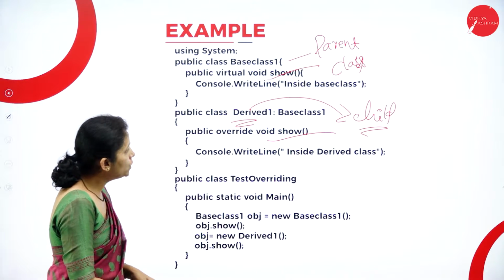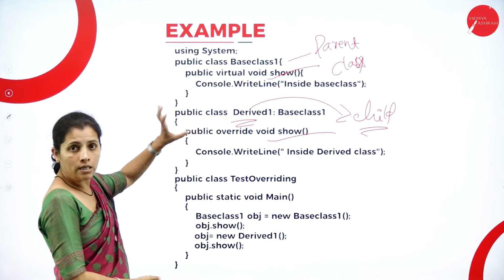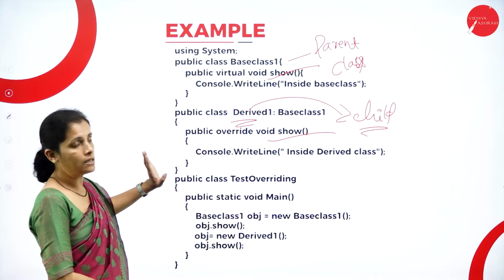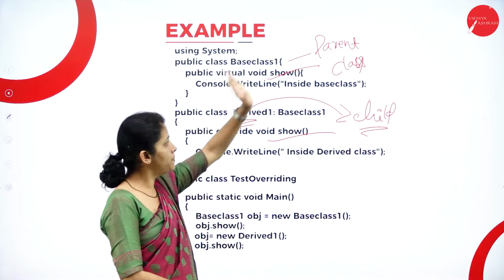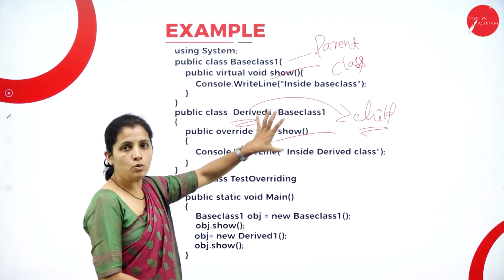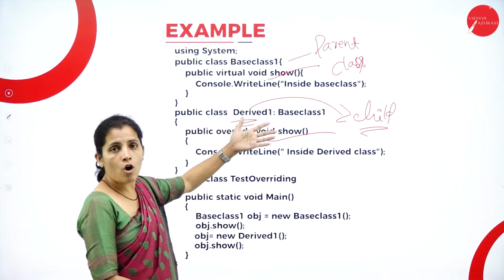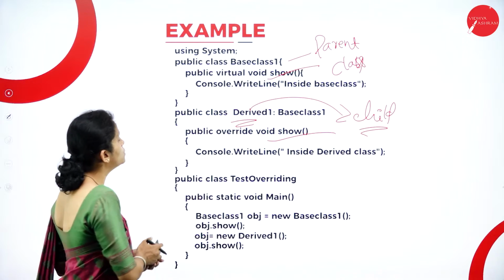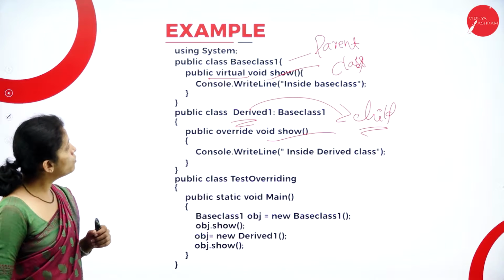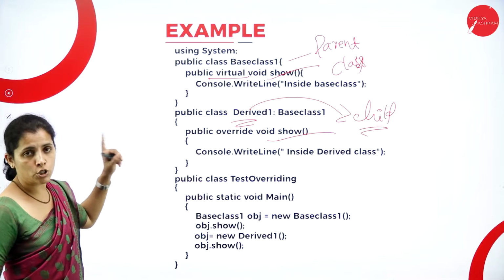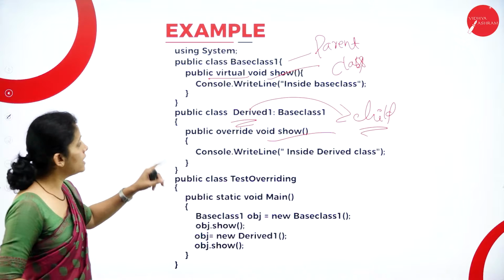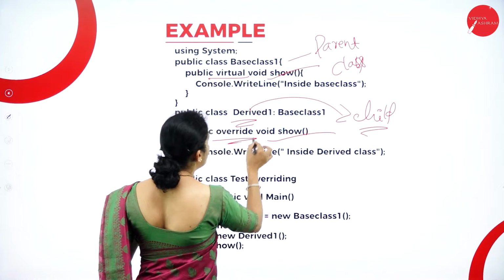But I want to get the two results which are present in the two show methods. That means I want to get "inside base class" and I want to get "inside derived class". So what do I want to do? I want to perform method overriding. So to perform method overriding, in the base class, what do I want to do? I want to use the virtual keyword, and inside the derived class, I'm going to use override.